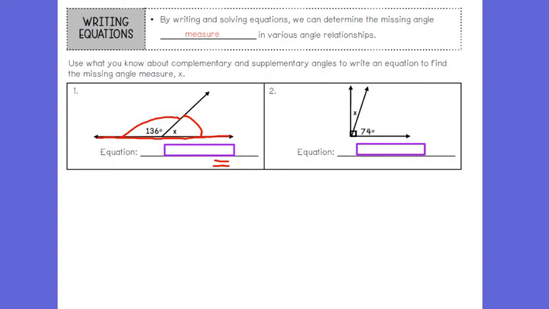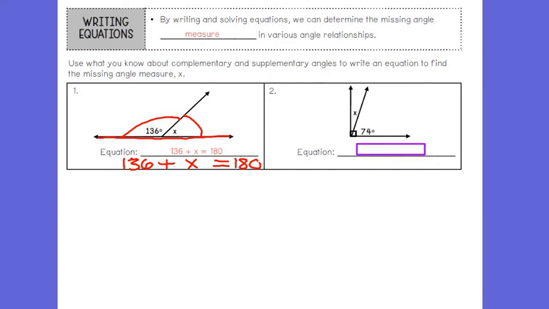I just said that in words. I want to write that as an equation. So how much is it going to equal? 180. Sum means add, so I know it has to be addition. That's in my vocabulary word, sum. What's adding? 136 degrees plus x. That is all they're asking for. Could I have said x plus 136 equals 180? Yes, it would have been fine.